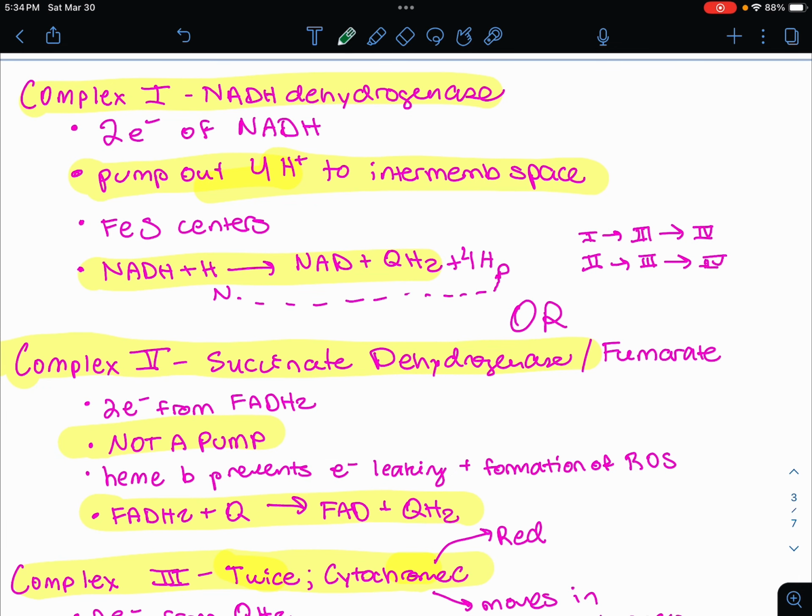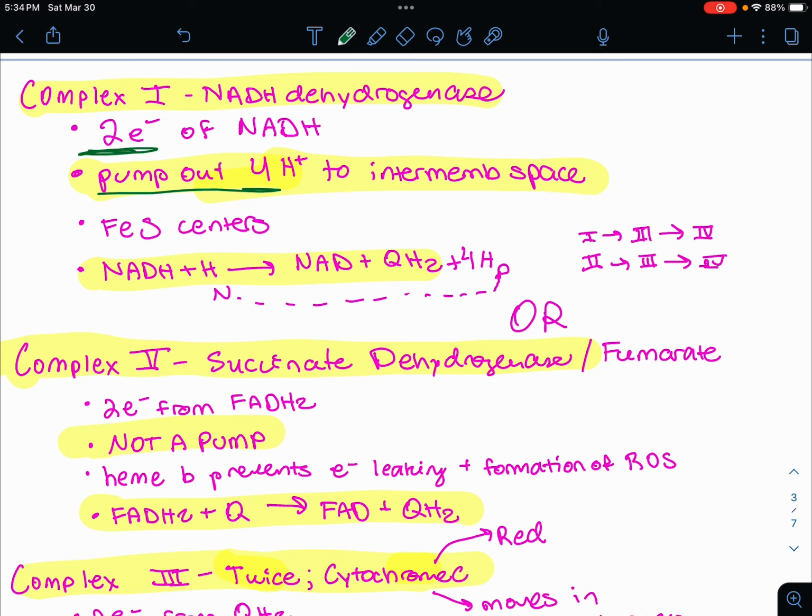Complex 1 is NADH to ubiquinone. It's also known as NADH dehydrogenase. This has a ton of polypeptide chains. It takes the 2 electrons of NADH, and it will pump out 4 hydrogens to the intermembrane space in the mitochondria. There's also these iron-sulfur centers that are going to be passing that electron to ubiquinone.